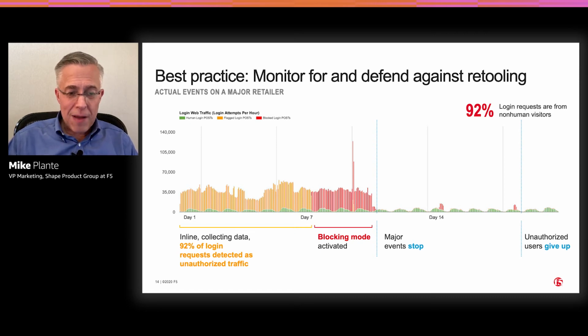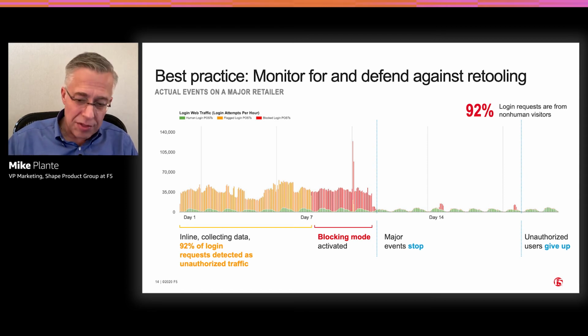Now, what ends up happening is in this specific instance, the fraudsters were trying to steal money from this retailer. And once their unauthorized access to this application was stopped, they basically gave up and went away. They weren't making money. This sustained unauthorized access cost them money. So they just stopped, which again is the goal that we have.